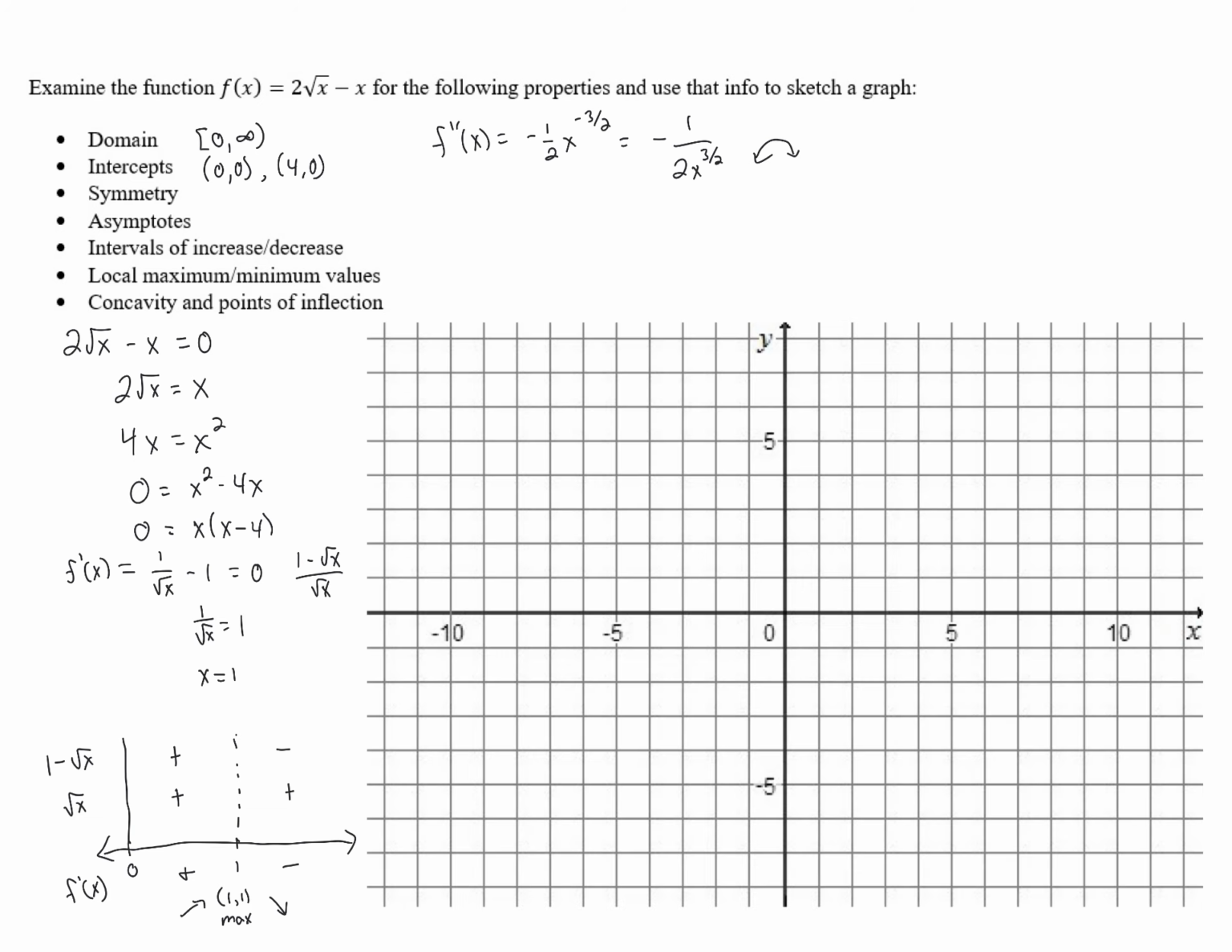Okay? So let's use this information to try and sketch the graph. We know that we have an end point when x is 0, and that's going to be at 0, 0. So this is going to be the end point of our curve. We also have an intercept at 4, 0, and we have a maximum at 1, 1. And if we look at what's happening to our function, it's increasing between 0 and 1, and then decreasing afterwards. And it's always concave down.